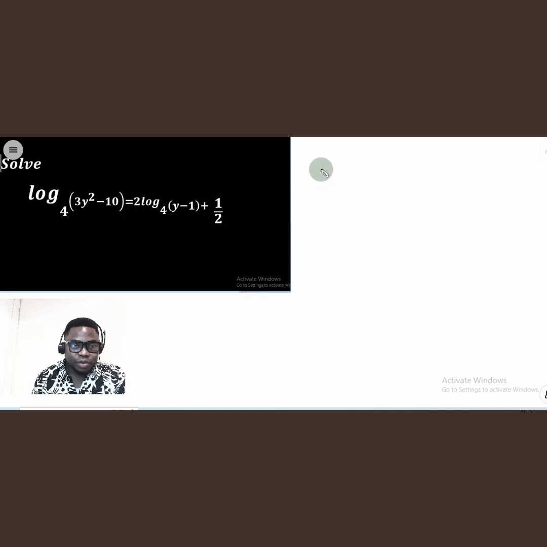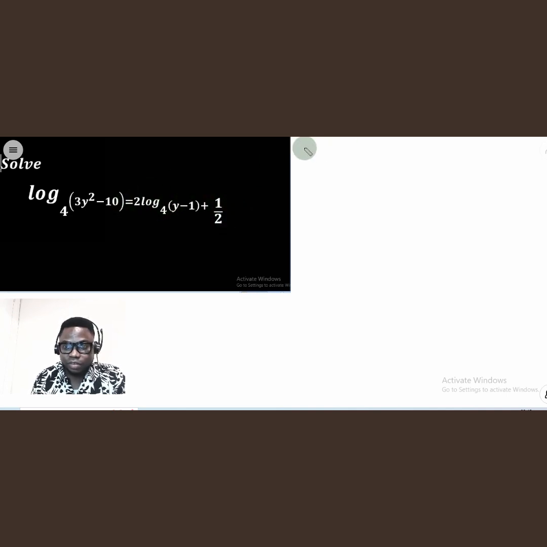Today in mathematics I'll be looking at this question in logarithm. This is actually from Cambridge IGCSE past question papers in mathematics. So the question says solve log 4 exponent 3y squared minus 10 is equal to 2 log 4 exponent y minus 1 plus half. Now to solve this, I'm going to apply some laws of logarithm, like the power law and log of its own base.